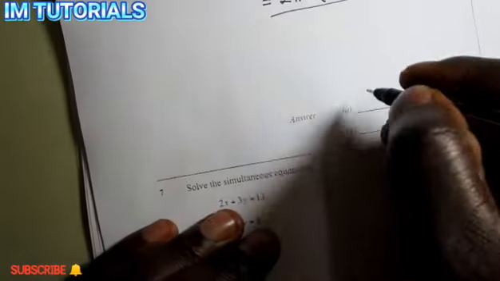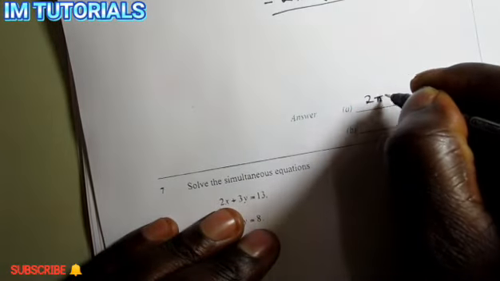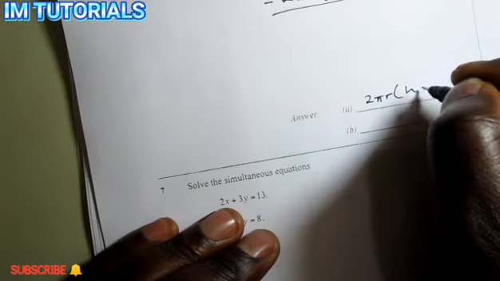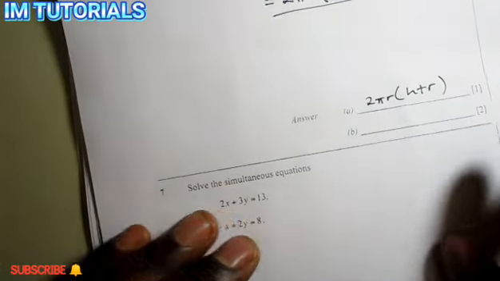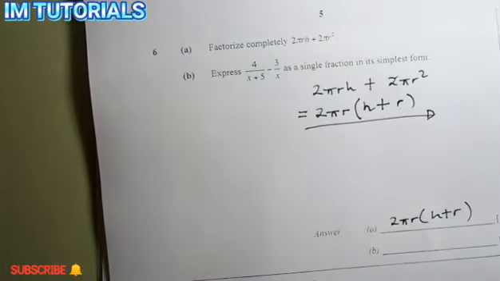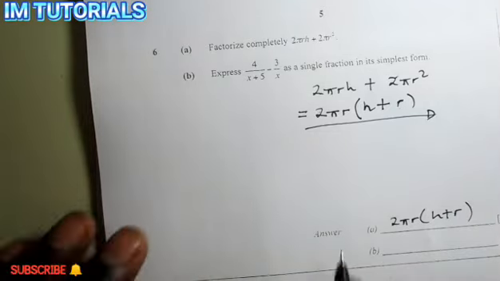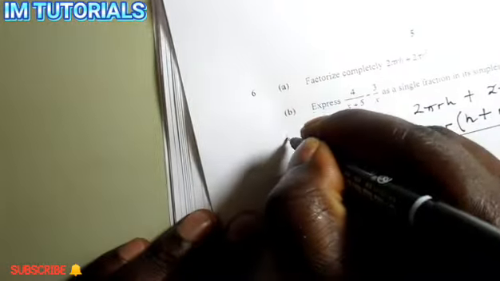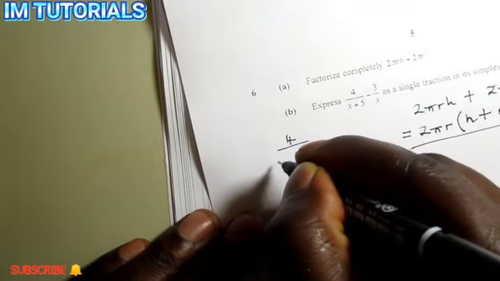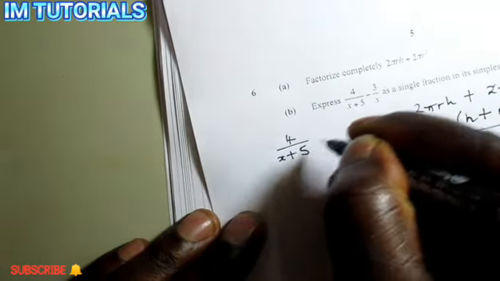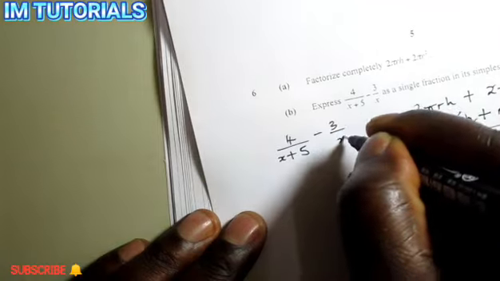So let us write our answer here. 2 pi r, open bracket, h plus r. Then we move on to part B of the question. Express 4 over x plus 5 minus 3 over x as a single fraction in its simplest form. So 4 over x plus 5 minus 3 over x.